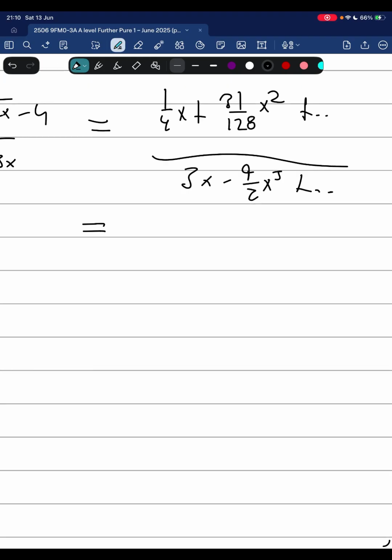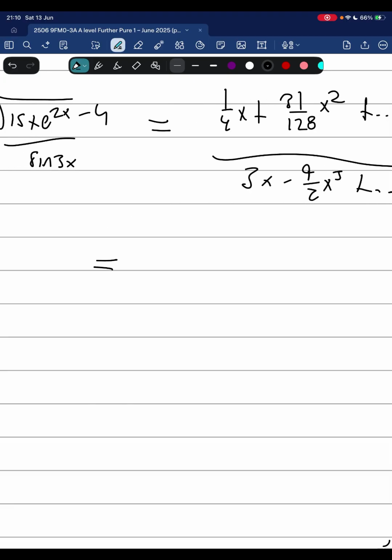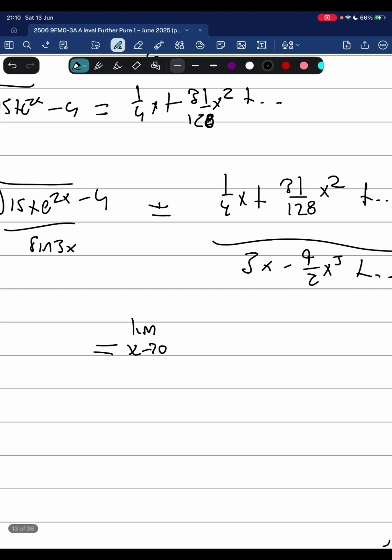Factor out x here, we get, okay, I've got the limit here, make sure you remember that.